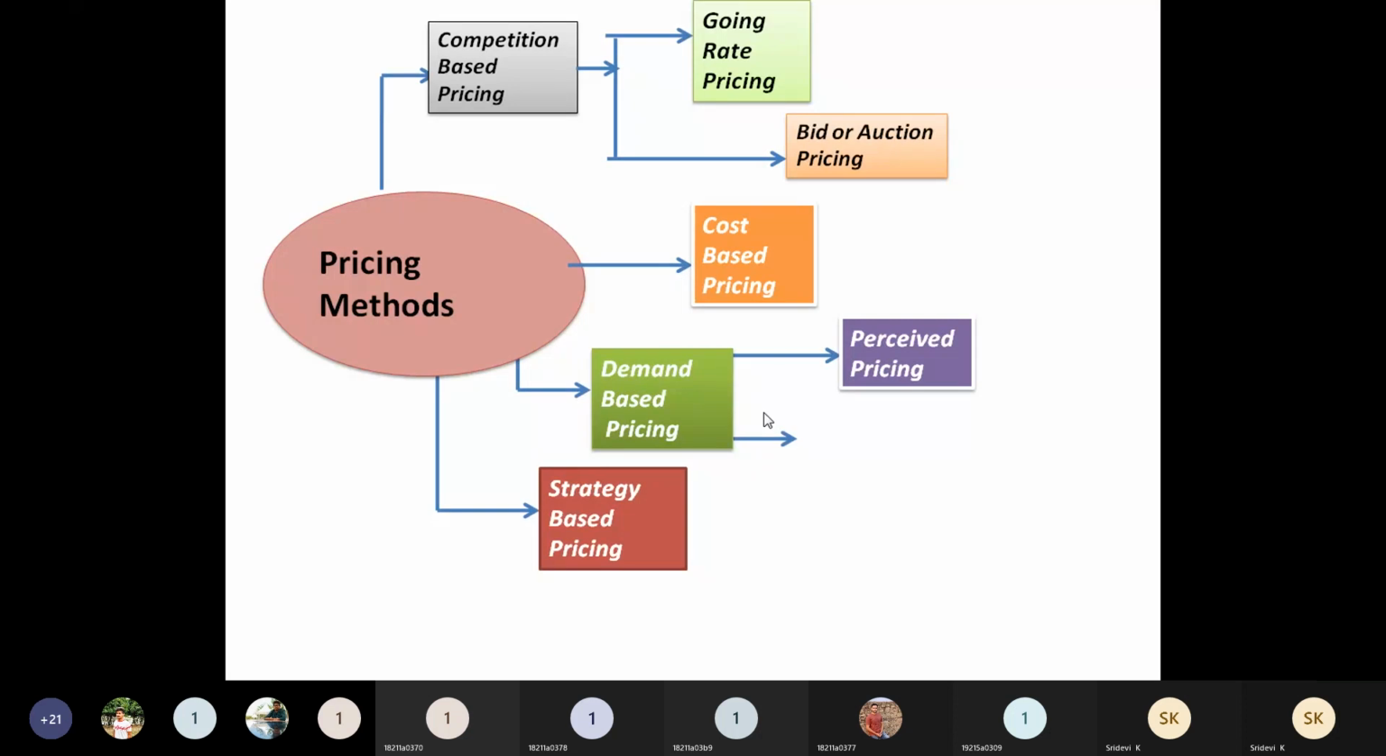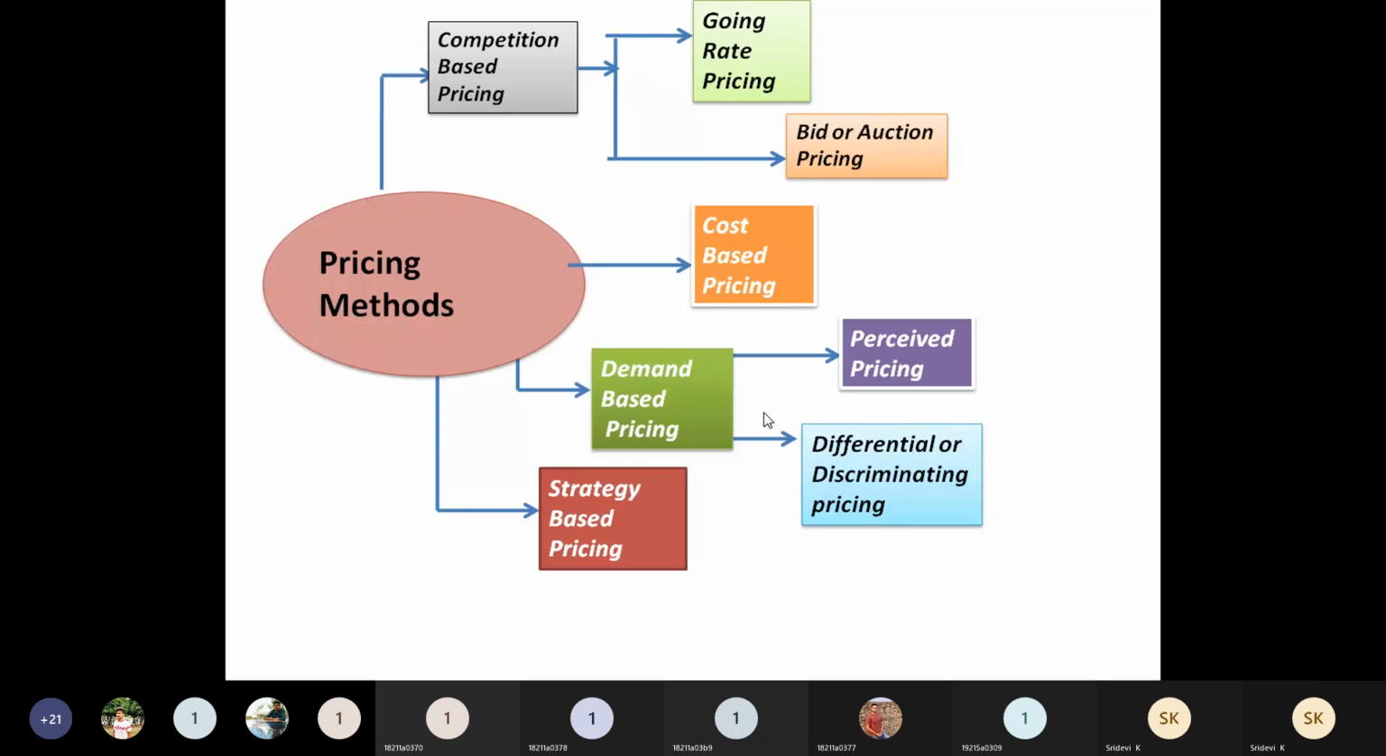And the second method is differential pricing. This is also called discriminating pricing. Discriminating pricing means different prices will be charged to different customers based on the demand, that is, how much the customer is in need of that particular product to be purchased.